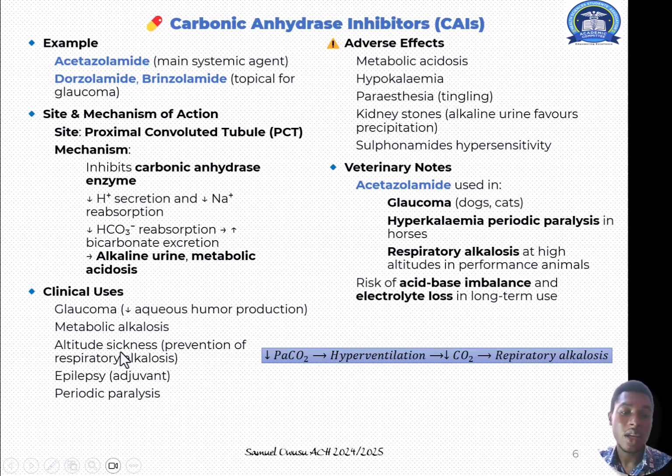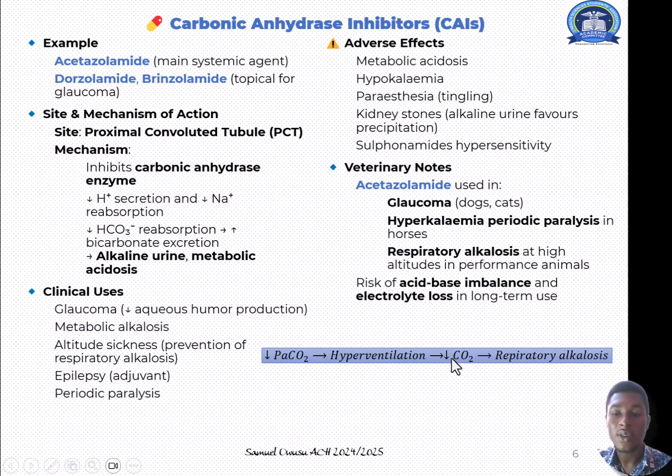In altitude sickness, which is also known as mountain sickness, it's very important that you keep this because mostly it comes in the exams. What happens here is that as you go higher, as you climb up the mountains, the partial pressure of carbon dioxide decreases. Why? Because you gasp for oxygen, because the oxygen content high up is very low. So you try to breathe in. That's hyperventilation. Breathe in very, very fast. When you are doing that, you don't have time to excrete the carbon dioxide out.